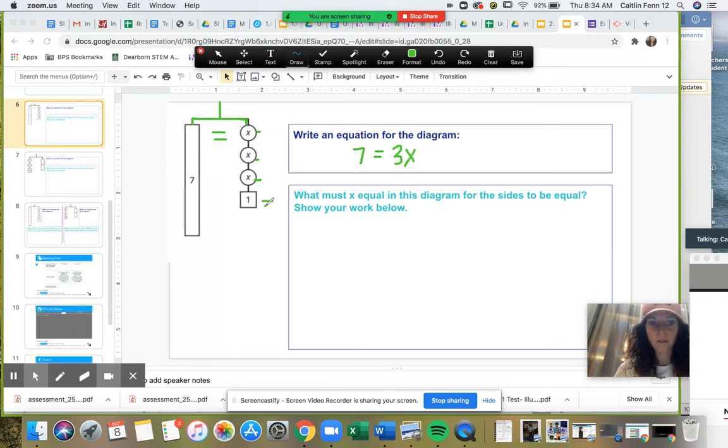And then I have a 1 over here. Those x's and 1's, they're not the same thing. I can't just combine them. It's not like I'm like, oh, that's plus 4. No. They're 3 x's and 1. So there's our equation.